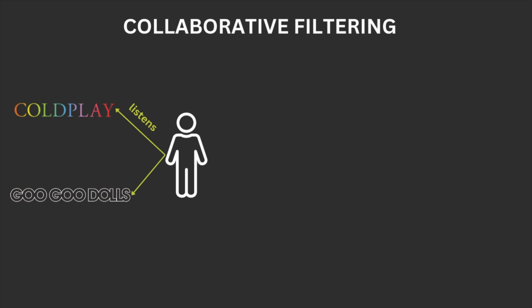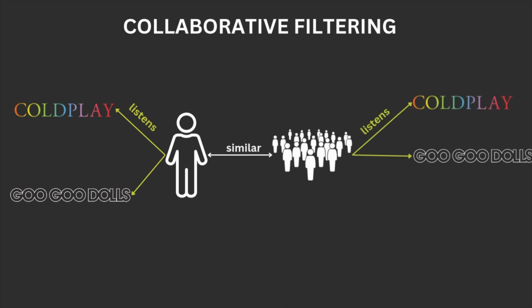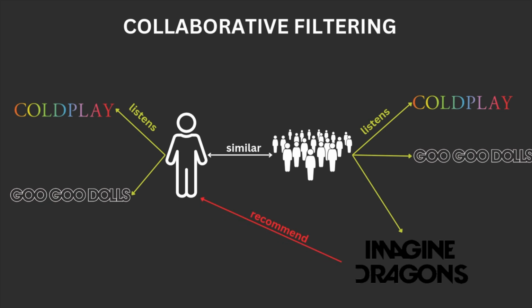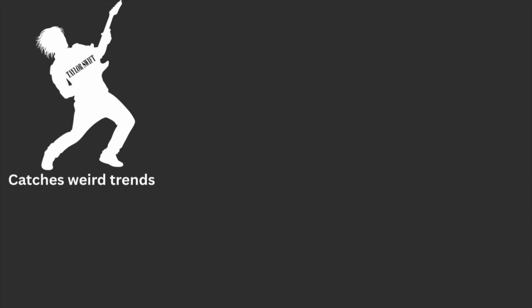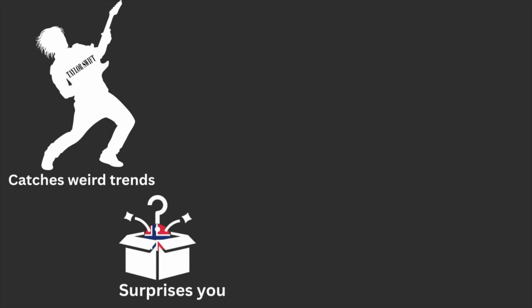Now let's talk about collaborative filtering, Spotify's other trick. Instead of analyzing songs, it analyzes people. It checks what other Coldplay fans are listening to and thinks, 10,000 of them also vibe with Imagine Dragons? Let's roll with it. This allows it to catch weird human trends, like why do metalheads love Taylor Swift? No idea, but here you go. It also has the ability to surprise you easily. You'd never search for Norwegian folklore, but here's a playlist because 5,000 similar users did.